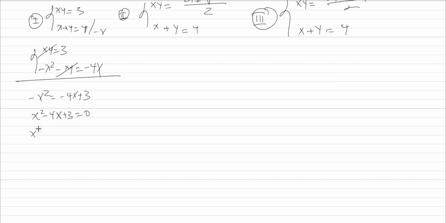This is x squared minus x minus 3x plus 3 equal to 0. Factor this and this: x times x minus 1 minus 3 times x minus 1, and this is 0. So we're going to have x minus 1, which multiplies x minus 3, equals 0.